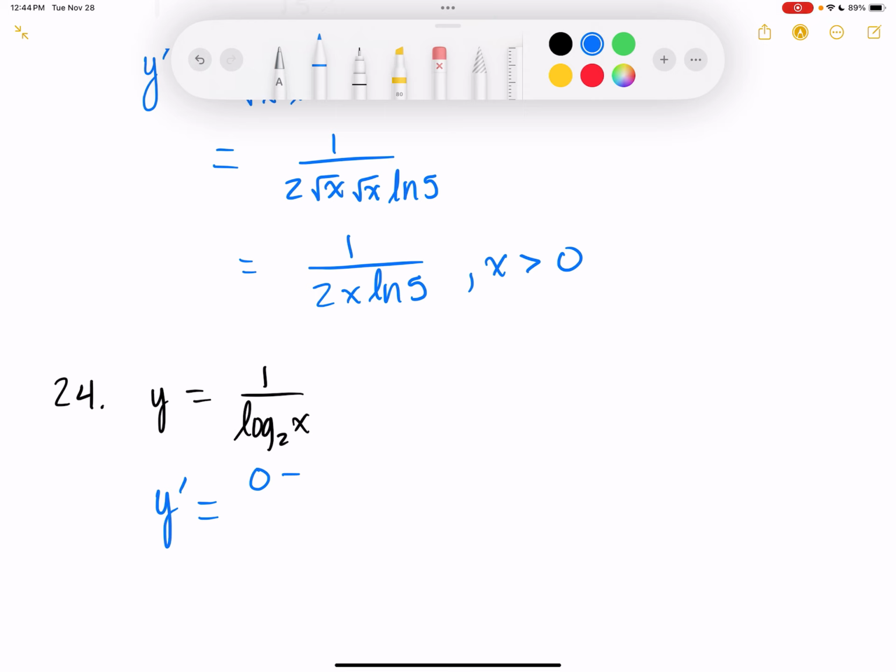1 times, obviously, 1 over x ln 2 times, oh wait, it's not general because it's just x. Over log base 2 x squared.